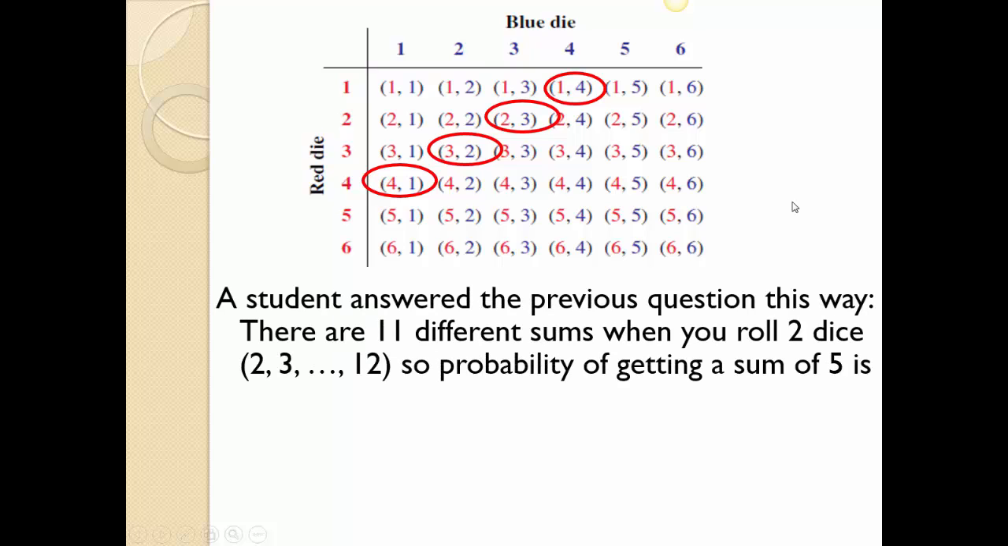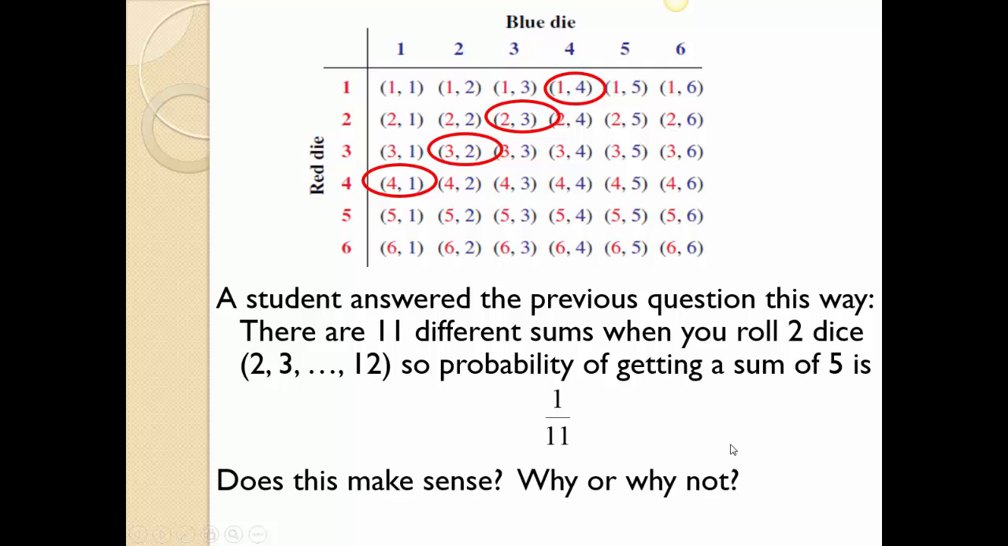A student answered the question this way. The student said there are 11 different sums. So if I look on the table here, the sums I can get range from 2 all the way up to 12. So there's 11 different sums. And he said that since there's 11 and we're rolling 2, the probability of getting a sum of 5 is that's only one of the sums out of 11.